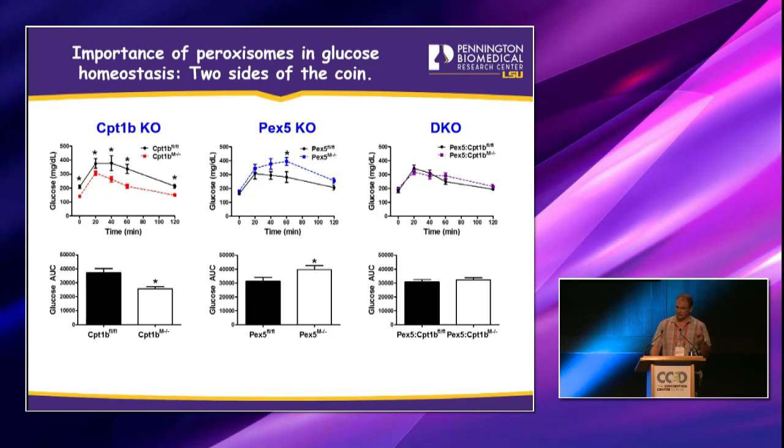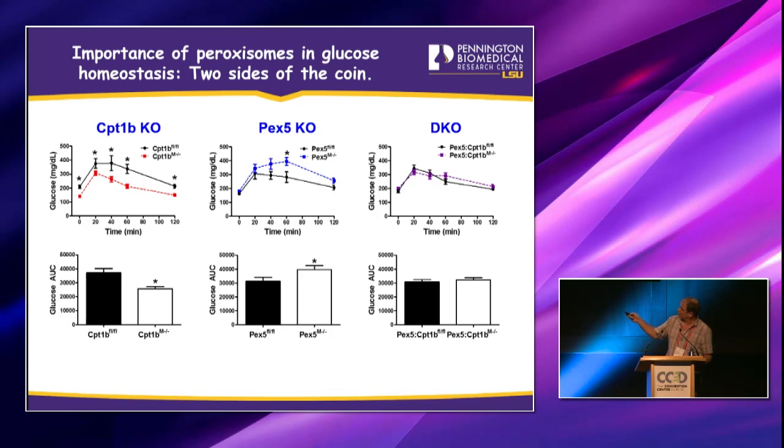So how do we interpret this data? We're interpreting it two different ways. Actually, I mean two independent things. One, when we knock out peroxisomal function in muscle, that impairs whole body glucose homeostasis. However, that can be rescued if you limit excess lipid metabolism through the mitochondria, because you don't see that in the double knockout mice.